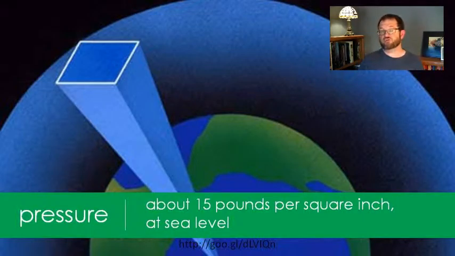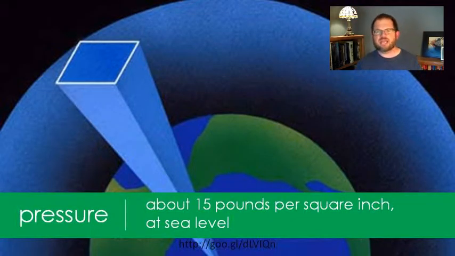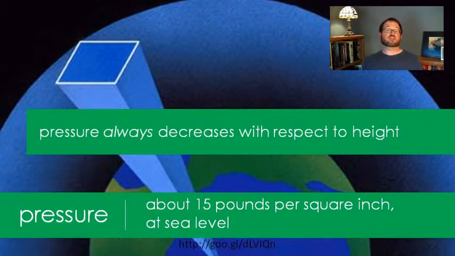For example, a good unit of pressure is pounds per square inch, and it works out that 15 pounds per square inch is roughly the pressure at the surface of the Earth. That's amazing if you think about it. A square inch is not very big, and 15 pounds is a lot of weight. This is a useful way to think about pressure, as this column of air that's pushing down on a given location, in part because it helps us understand an important property about pressure, namely that pressure always decreases with respect to height.